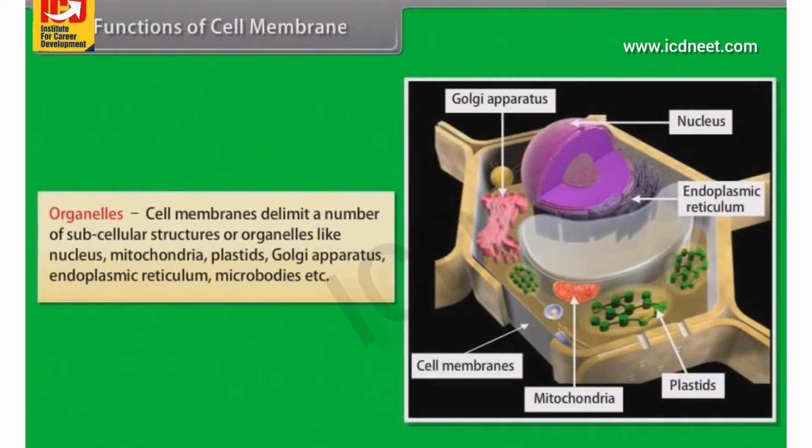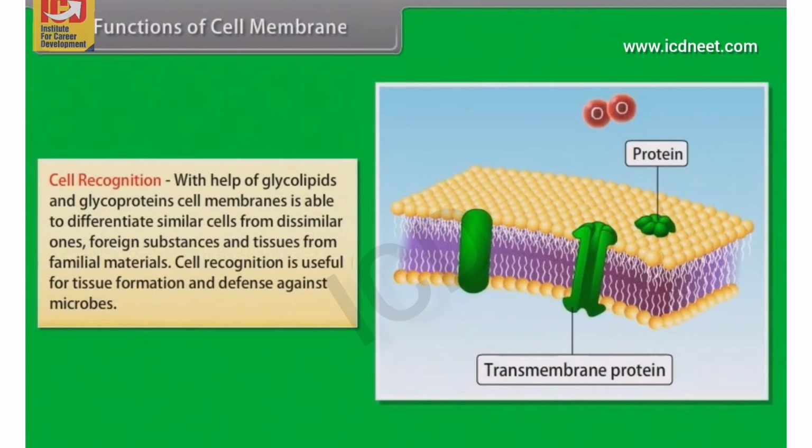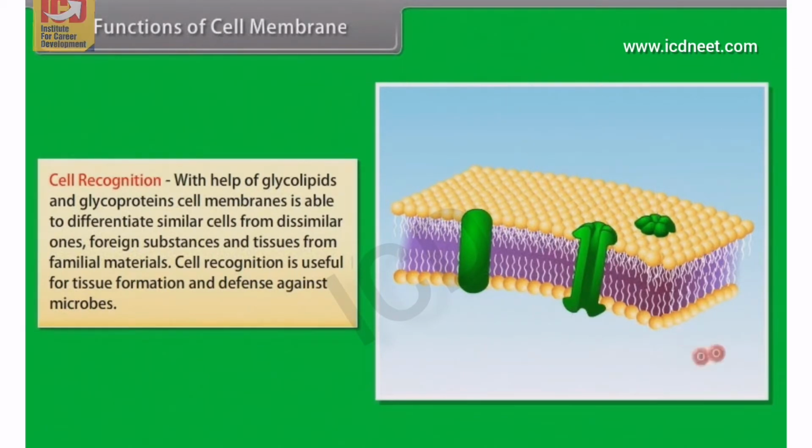Organelles. Cell membranes delimit a number of subcellular structures or organelles like nucleus, mitochondria, plastids, Golgi apparatus, endoplasmic reticulum, microbodies, etc. Cell recognition. With the help of glycolipids and glycoproteins, cell membranes are able to differentiate similar cells from dissimilar ones, foreign substances and tissues from familial materials. Cell recognition is useful for tissue formation and defense against microbes.